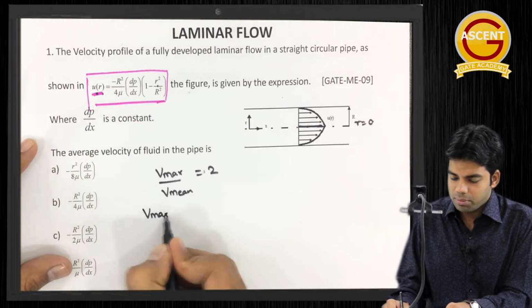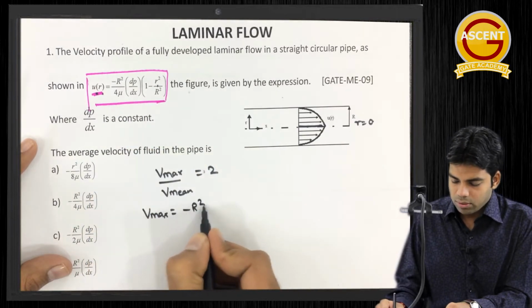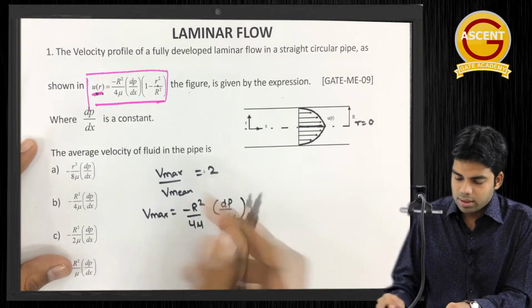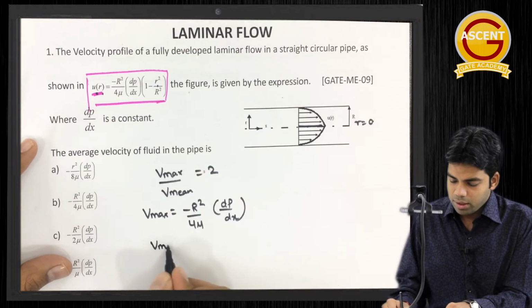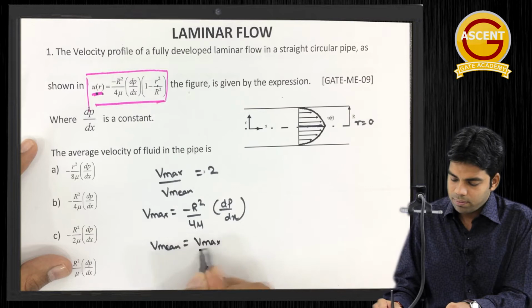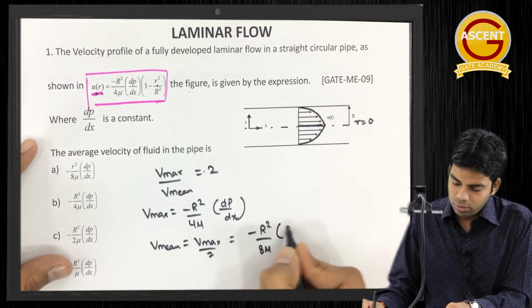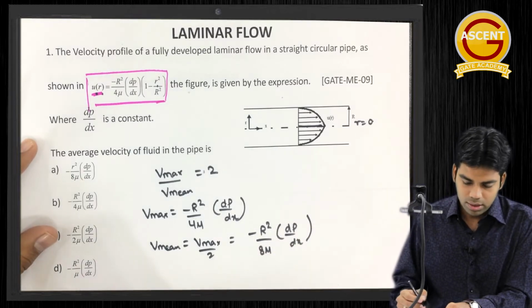So this Vmax will be equal to, just put r is equal to 0 here, minus r square by 4 mu into dp by dx, into 1 minus 0. Okay, so this is Vmax. So V mean will be equal to Vmax by 2, which is minus r square by 8 mu into dp by dx. So the answer is A.